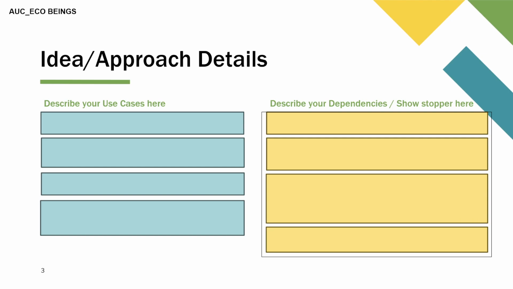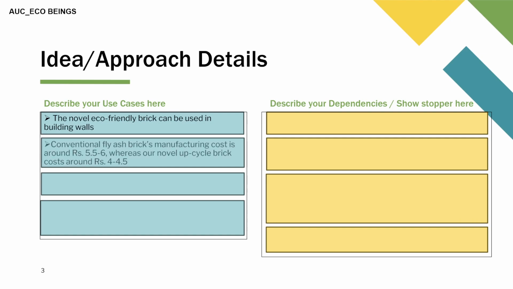Describing the use cases here, the novel eco-friendly brick can be used in building walls. The conventional fly ash bricks manufacturing cost is around 5.5 to 6 rupees, whereas the novel upcycled brick costs around rupees 4 to 4.5.